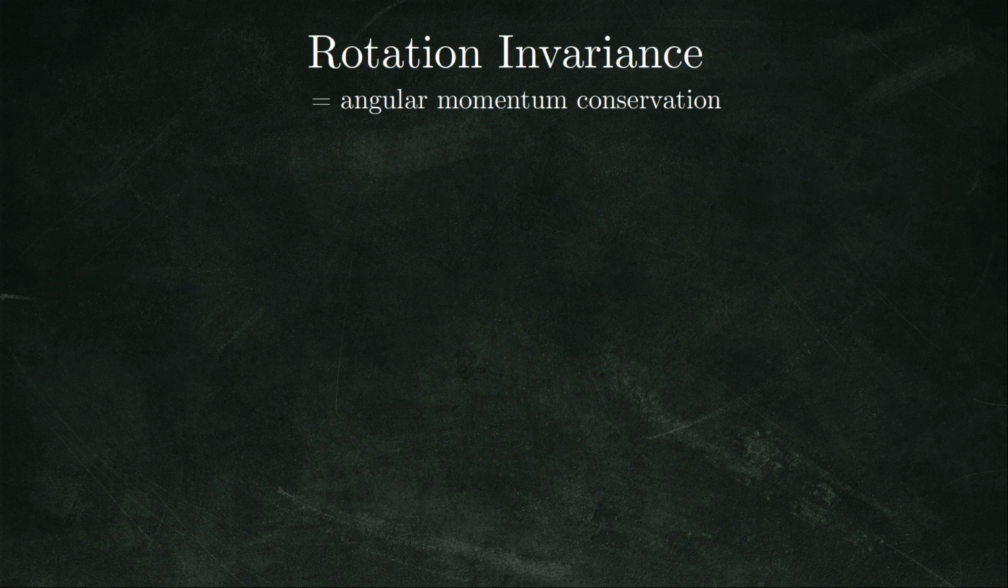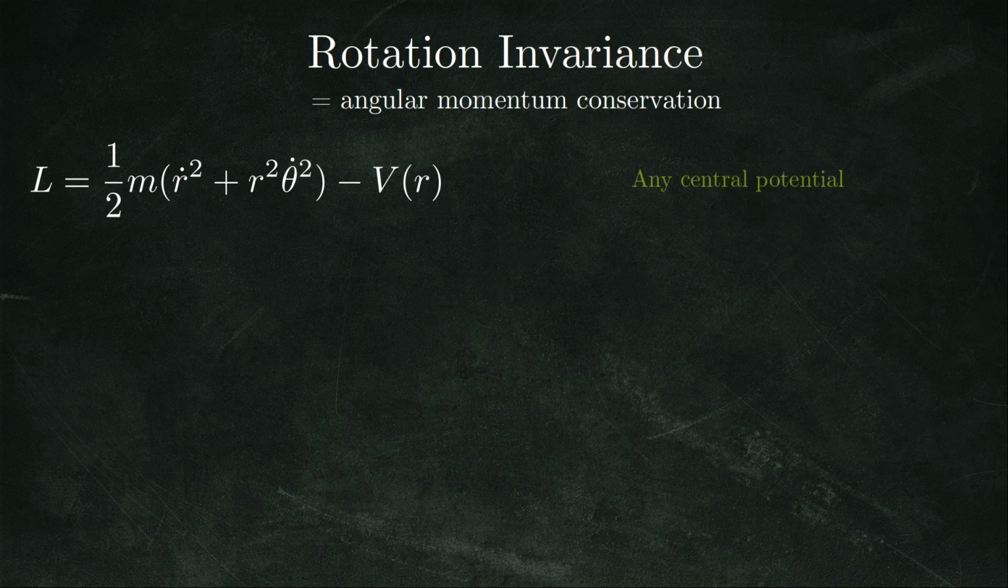Another really important symmetry is rotation invariance, and this leads to angular momentum conservation. So just as translation invariance led to linear momentum conservation, rotation invariance will lead to angular momentum conservation. So let's look at an example in 2D. So here we've got our Lagrangian, and it's already written in terms of polar coordinates, and we've got any central potential. So the potential is just a function of r.